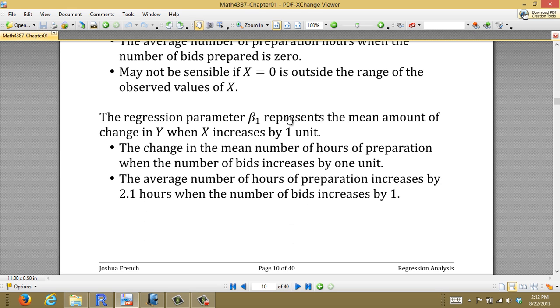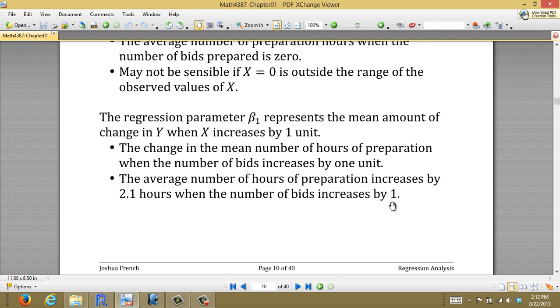The beta 1 regression parameter represents the mean or average amount of change when x increases by 1 unit. So this is going back to the days of algebra in maybe 8th grade or 9th grade or 10th grade, depending on when you took algebra. And this is the idea of rise over run. So when x increases by 1 unit, how much does the response change on average? In this particular context, beta 1 represents the change in the mean number of hours of preparation when the number of bids increases by 1 unit. So in this case, the average number of hours of preparation increases by 2.1 hours when the number of bids increases by 1.